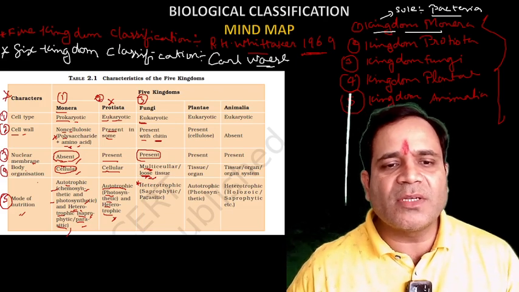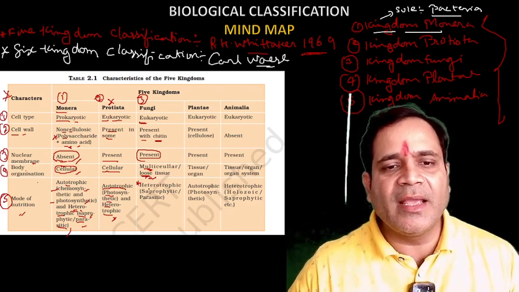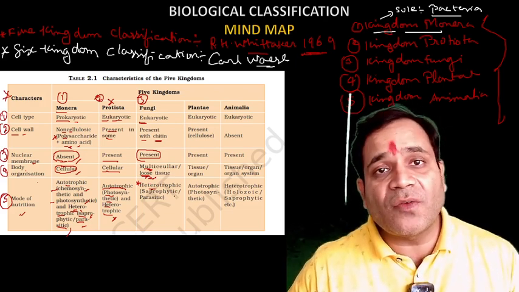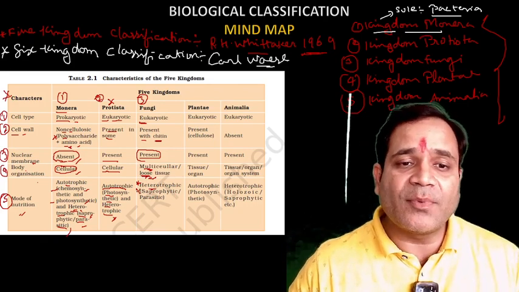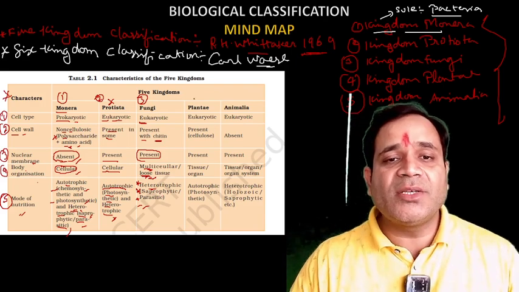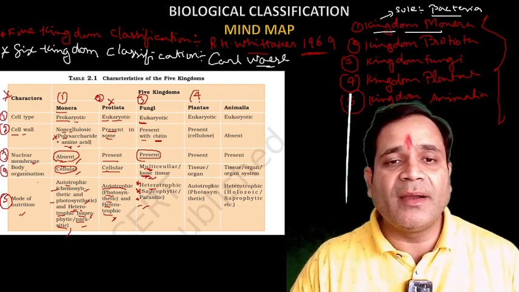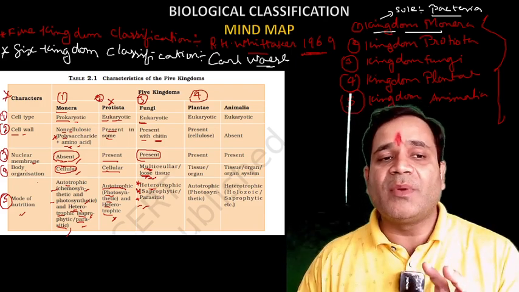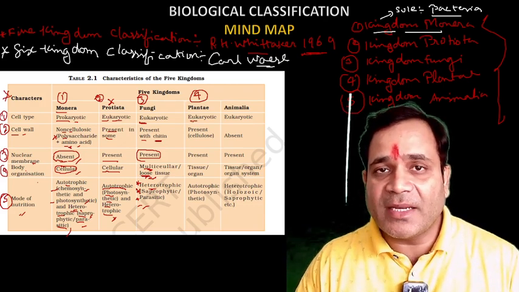Now, the mode of nutrition in kingdom fungi is heterotrophic. In heterotrophic, they consist of both saprophytic as well as parasitic. Now the next is kingdom Plantae, the fourth kingdom. The cell type is eukaryotic.